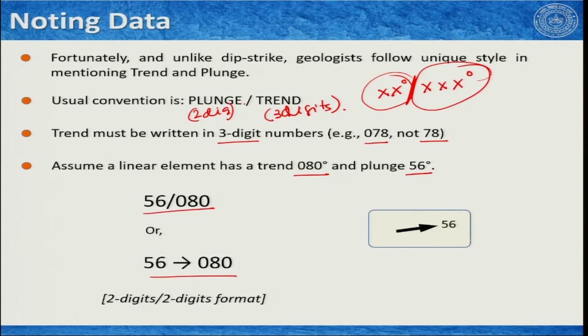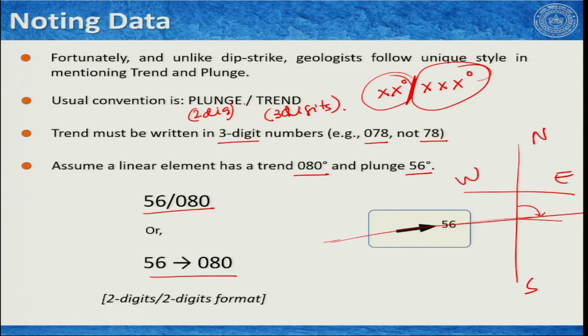And in the map, again the trend we can define, because the map is horizontal. So, you can put the azimuth in a very simple form. If I consider this is north, this is east, this is south and this is west, then this angle is 80 degrees. So, the line goes like this, and towards where it is plunging, you add an arrow, but you have to give the plunge value, and that value is 56 degrees. So, this is how you note the dip, strike, trend and plunge in the field.